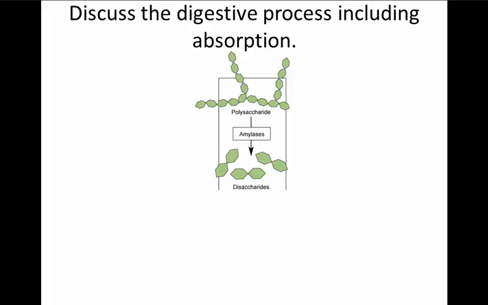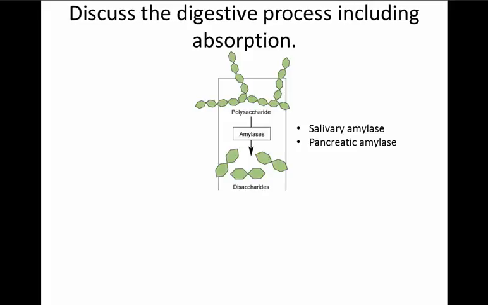Amylases are the major chemical that play a role in breaking down polysaccharides into disaccharides. In this case, we've taken polysaccharides, poly meaning many sugars, and broken them down into disaccharides, di meaning two sugars, as we can see in the image here. Amylases are released from the salivary glands in the form of salivary amylase, and then the same kind of chemical, amylase, is also released from the pancreas, pancreatic amylase.